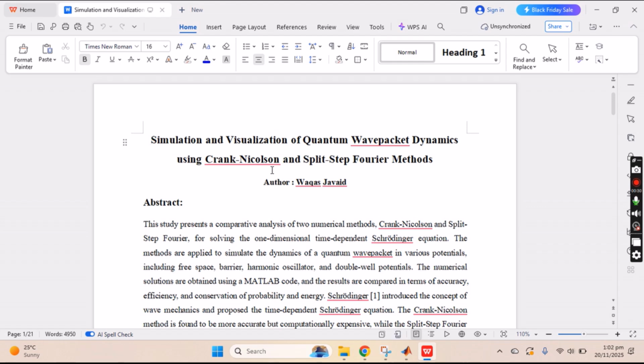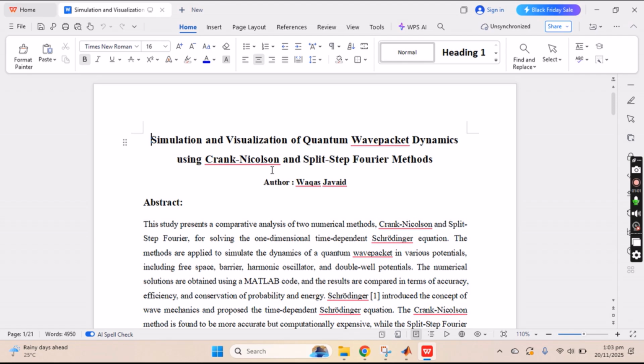Schrödinger equation. These methods apply to simulate the dynamics of a quantum wavepacket in various potentials, including free space, barrier, harmonic oscillator, and double well potentials. These numerical solutions are implemented in MATLAB to assess the accuracy, efficiency, and conservation of probability and energy.